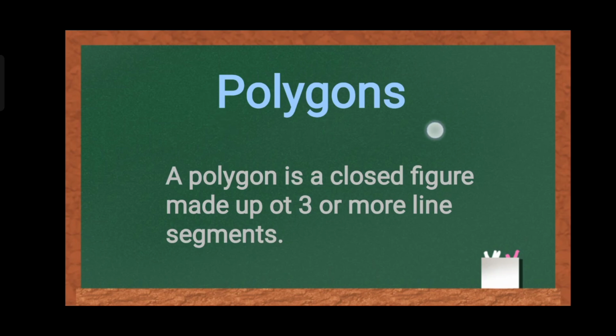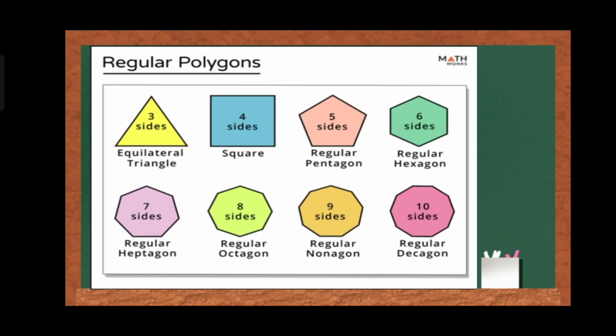Next, polygons. What are polygons? A polygon is a closed figure made up of three or more line segments. Any shape which is made up of three or more line segments is called a polygon, and polygons are closed figures. Here you can see the pictures of some polygons.